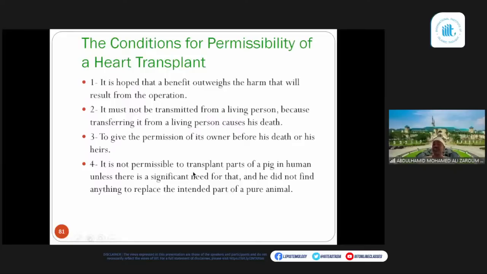Because we are not getting anything from any other animal, not from human being, neither from human being nor from other animals. That is why you are forced to use khanzir's organ.